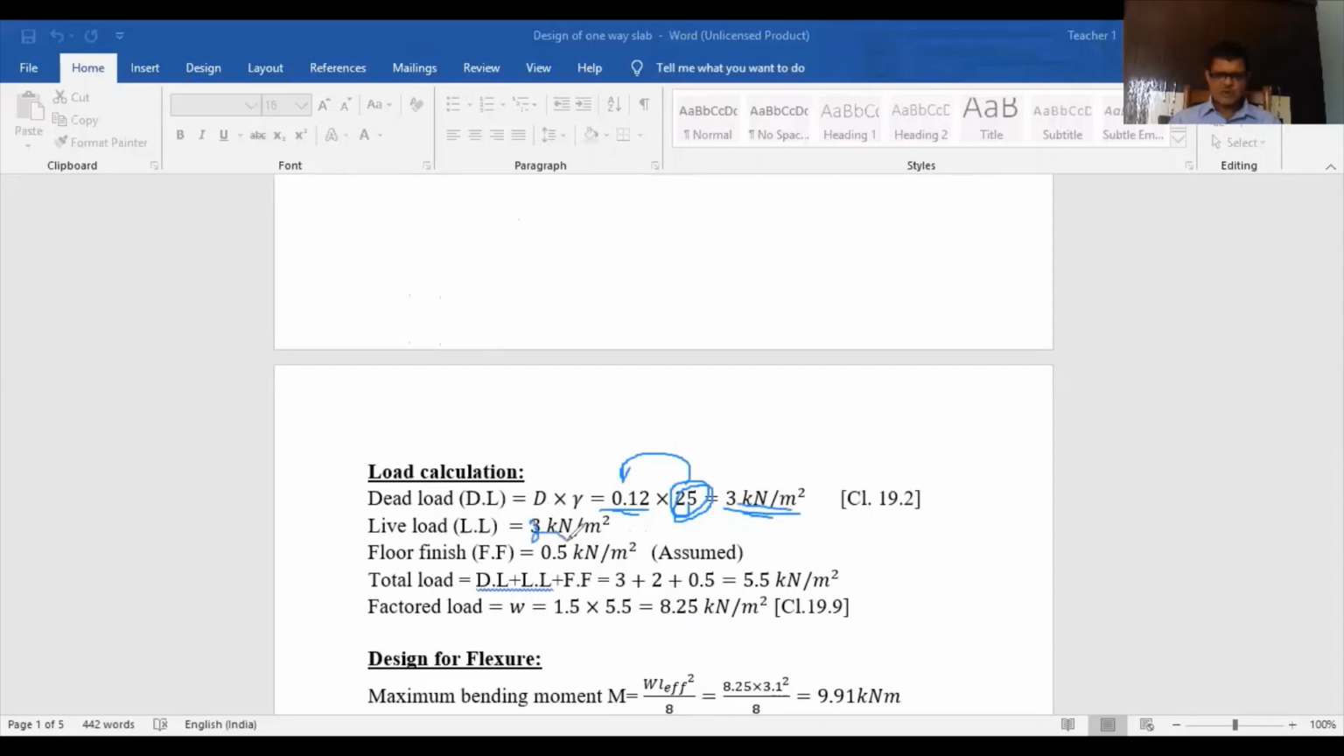This is 2 kN/m². So 3 plus 2 plus floor finish. So you are putting some finishes on the top of the floor. So it becomes 5.5 kN/m². So the factored load, again multiplying by 1.5 as the load factor, we find 8.25 kN/m².